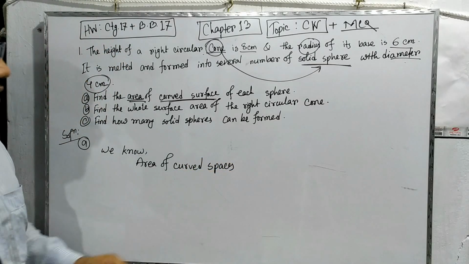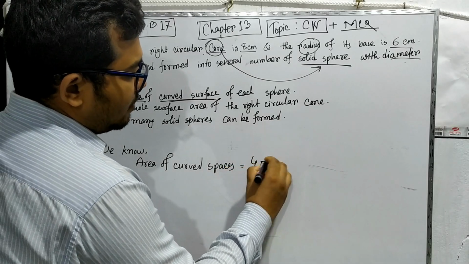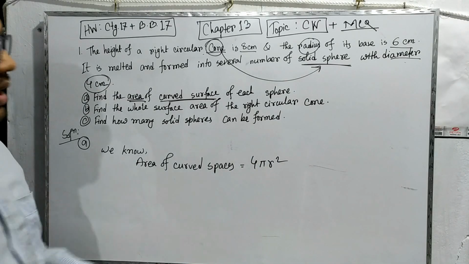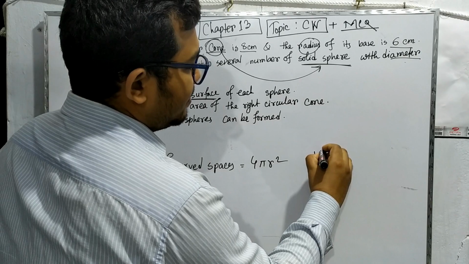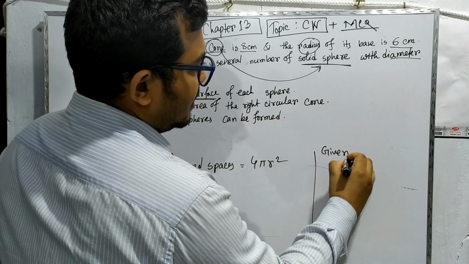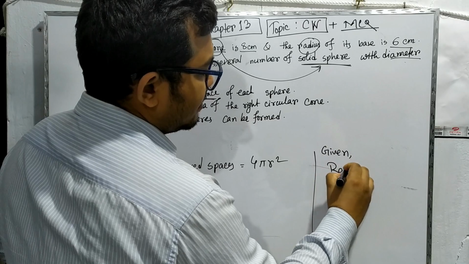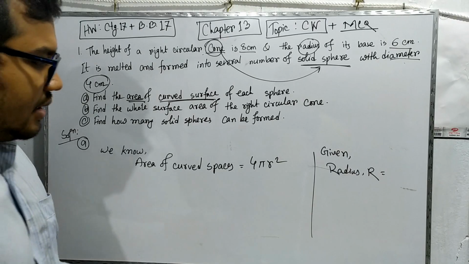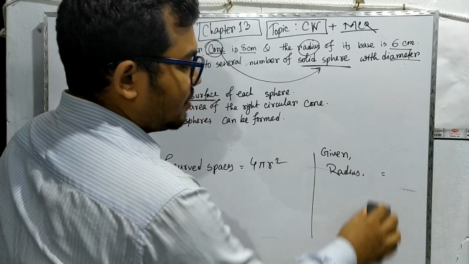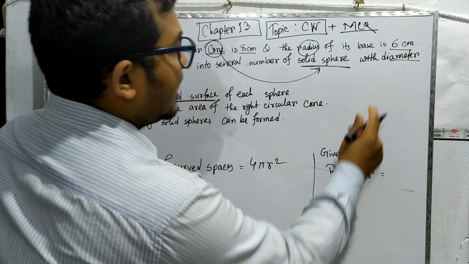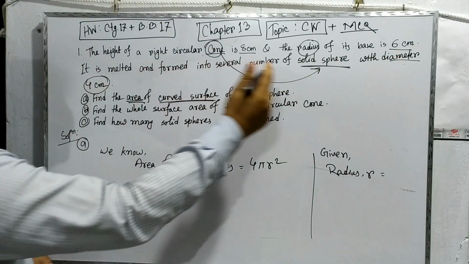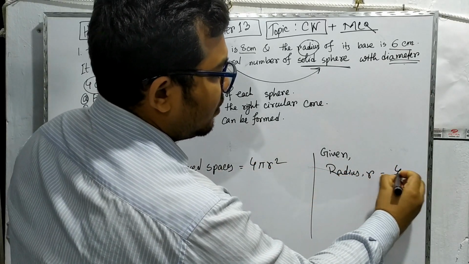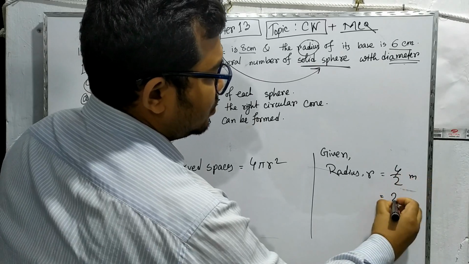Area of the curved surface will be 4 pi r square. We know this, where r represents the radius. Given the radius, not this capital R, it will be small r. The diameter is 4. If we divide it by 2, so 4 by 2, then we will get our radius, 2 centimeter.